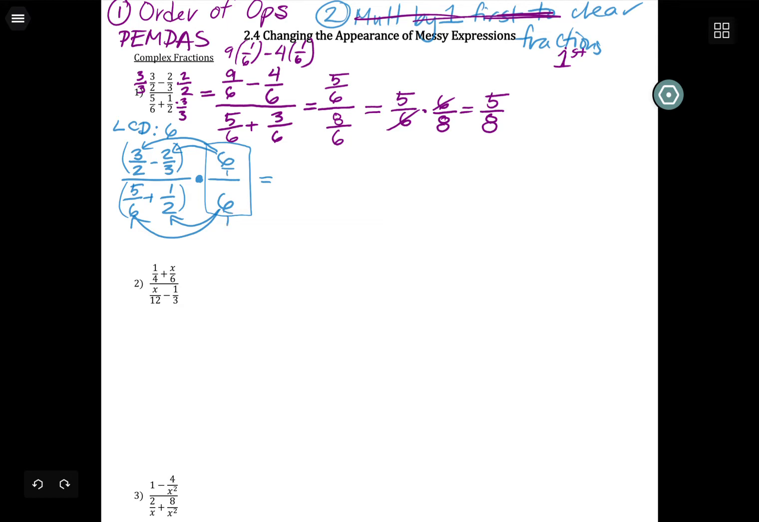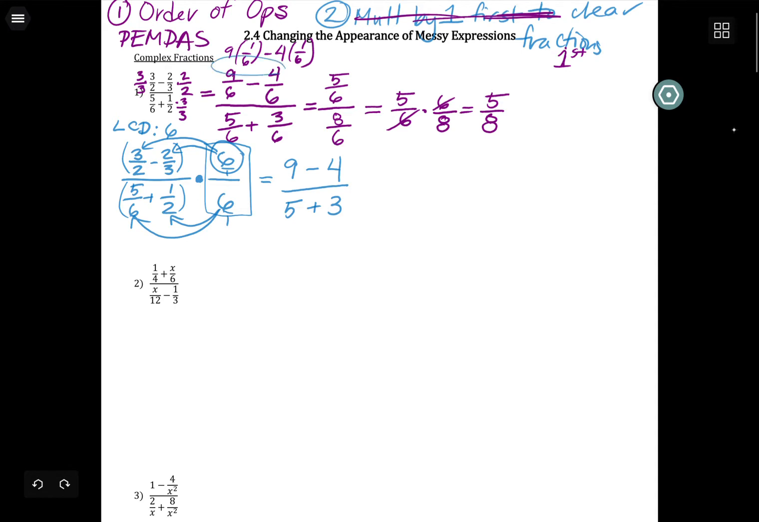We're not multiplying by 6 over 6. Here, I'm saying that, it's being confusing. In the top, we're multiplying by 6 and not 6 over 6. So 6 times 3 halves is 18 halves, which is 9. 6 times 2 thirds is 12 thirds, which is 4. On the bottom, 6 times 5 sixths is 5, and 6 times 1 half is 3.